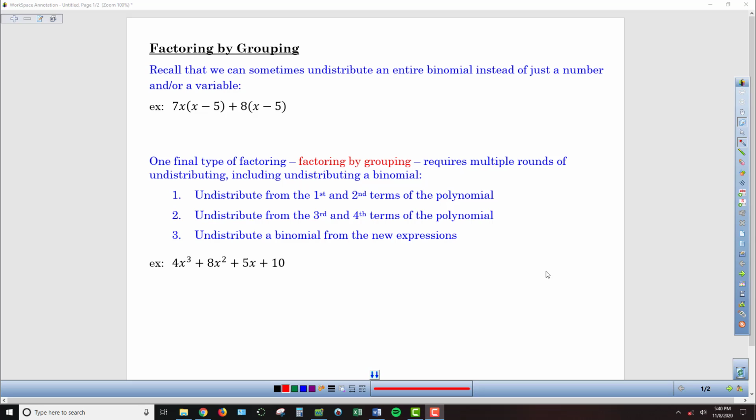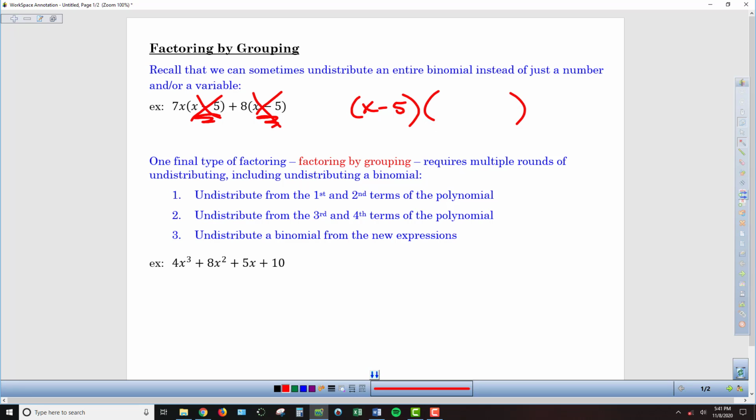So if you recall from previous notes, we found that we could undistribute more than just a number or a variable from an expression, but we could undistribute an entire set of parentheses. So we looked at an example just like this one before, where hopefully we see that x minus 5, that entire set of parentheses, is in common in both parts of this problem. So I can factor out that x minus 5, and then I have to figure out what's left behind.